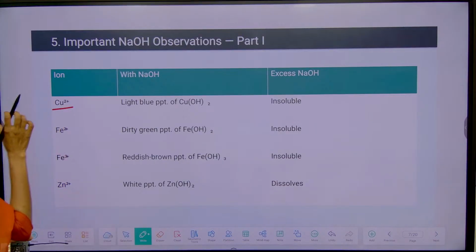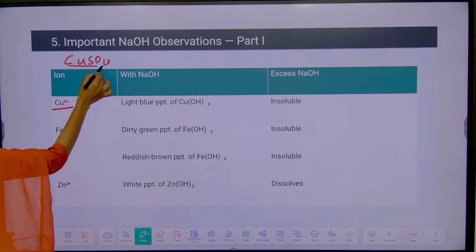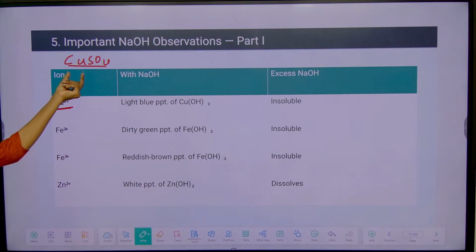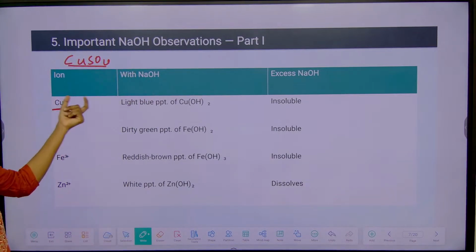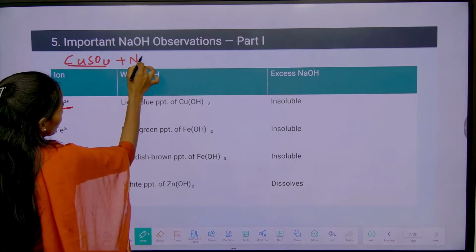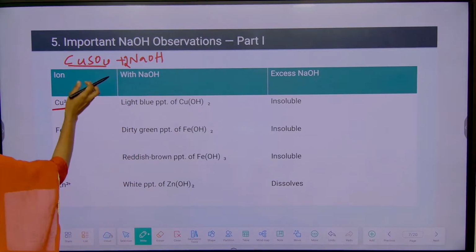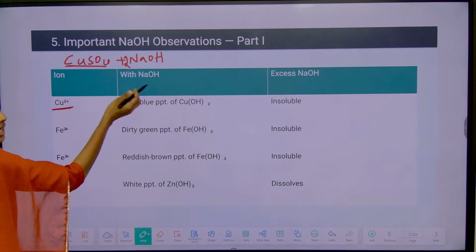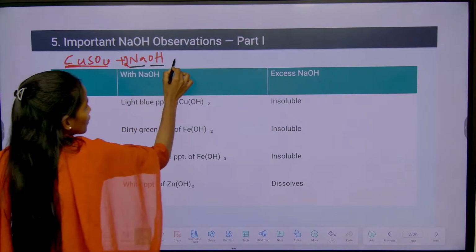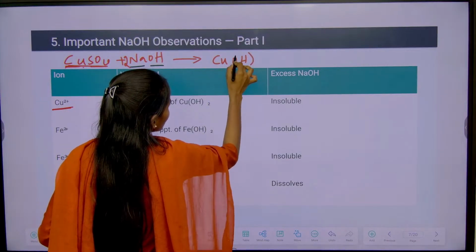Now let us take the salt CuSO4. What is the charge of copper here? Plus 2, and SO4 minus 2. In the presence of this salt solution, if you add NaOH solution, what will happen? Let us see the reaction. Copper sulphate reacts with 2 NaOH. Opposite charges react: here copper plus 2, SO4 minus 2, and Na plus, OH minus. It results in the formation of copper with OH, Cu(OH)2.